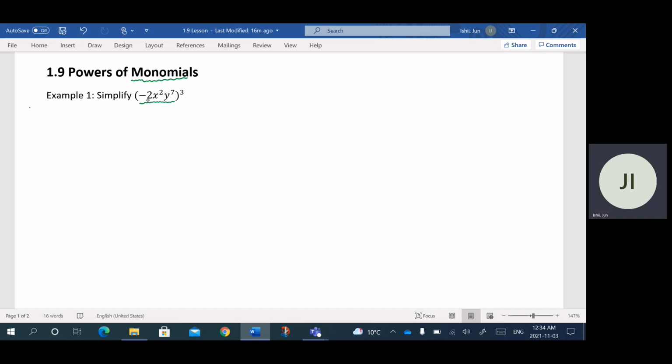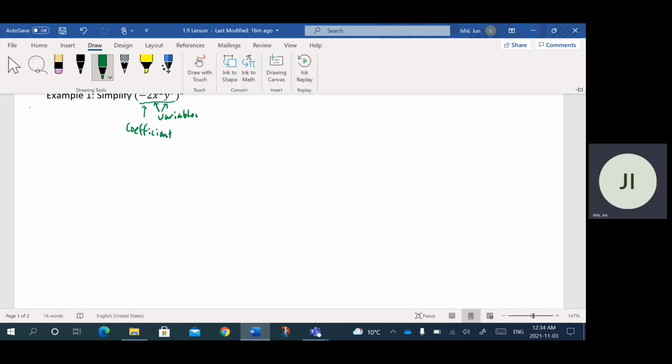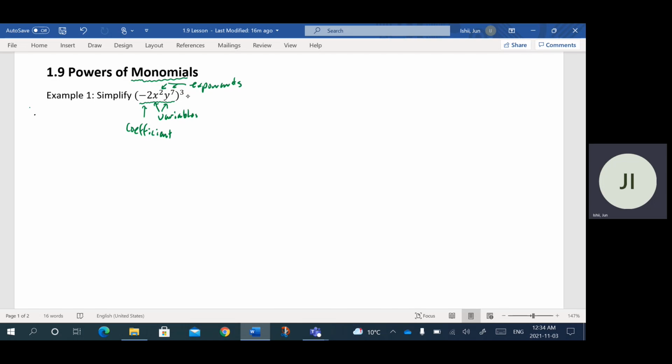The negative 2 has a name to it. It's called a coefficient. The x and the y are called variables. And the 2 and the 7 are what we call the exponents of the monomial. So those are the pieces, the different parts of what's called a monomial.